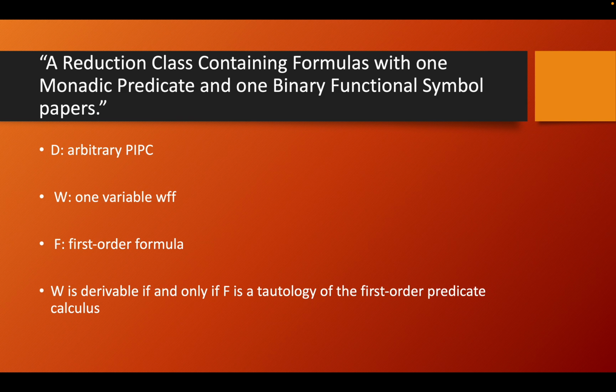The second paper, like I said, doesn't take a lot of the things we learned in class, so I just have to explain some new things. The first one is we can call D an arbitrary PIPC, W a one variable well-formed formula, and F a first order formula. The big sentence that drives this paper is: W is derivable in D if and only if F is a tautology of the first order predicate calculus.